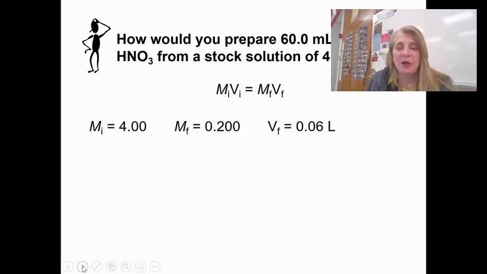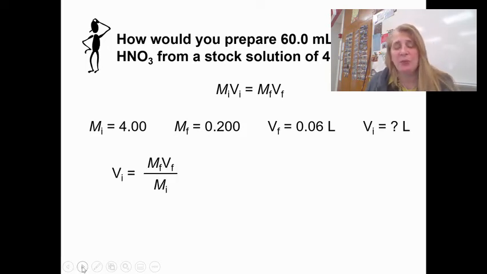So we're going to be solving for the one that we don't know, the initial volume. Look at what I did right away. I took the volume of 60 milliliters and I changed it to liters. You don't always have to do that, but if you get in the habit of doing it now, it's going to be so easy for you to switch back and forth. There's 1,000 milliliters in a liter, so you're going to move the decimal point over 3 decimal places.